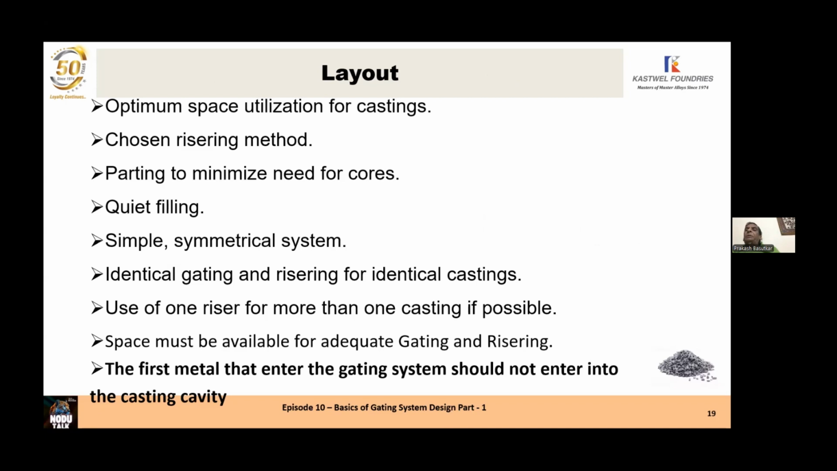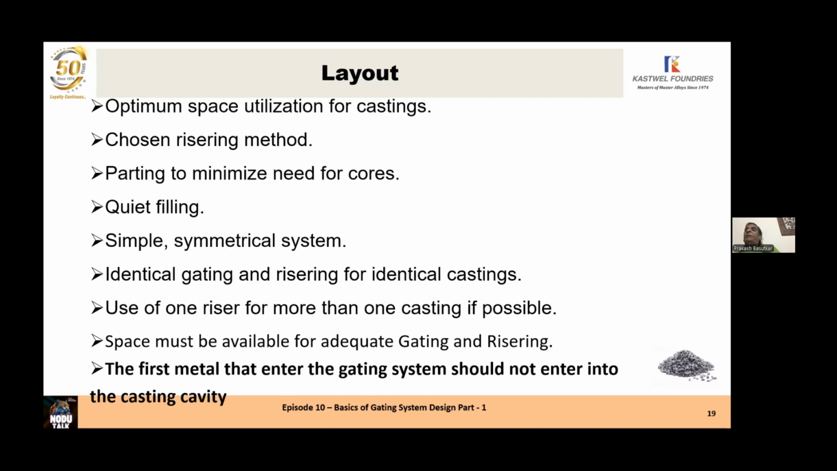When you're making a layout of the casting of the pattern, keep these points in mind. You must have optimum space utilization for casting. The casting means casting and the risers. Chosen risering method is used for the castings. Parting to minimize need for cores. Make the parting such that you need fewer cores, and you can use less space for the cores.